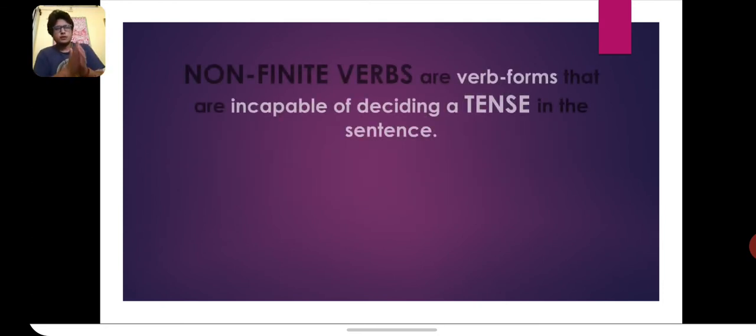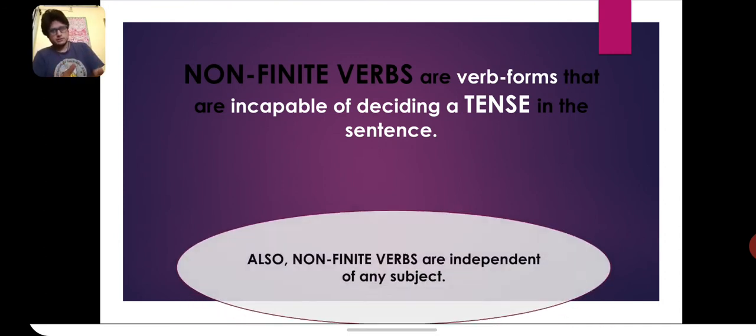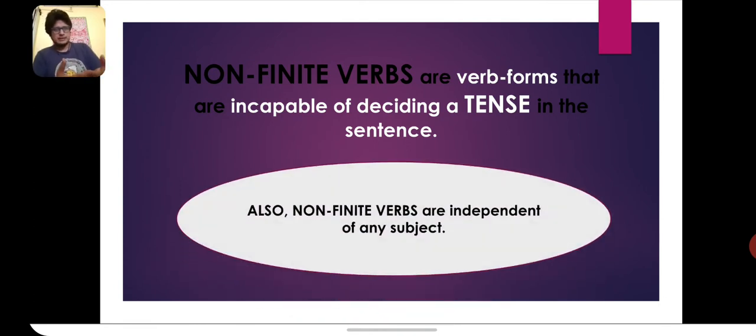Now, children, non-finite verbs are not verbs. These are verb forms. What are the forms of verbs? What are the forms that these verbs can take? First, we've got the present form, then the simple past form, and then the past participle form. Apart from these three, we've got a continuous form, that is the present participle form. So you don't have to get confused. I'm giving you the explanation again.